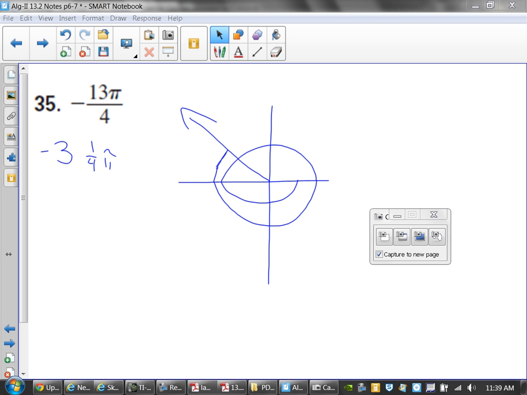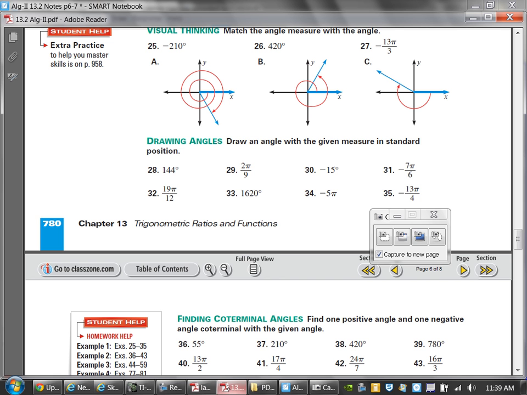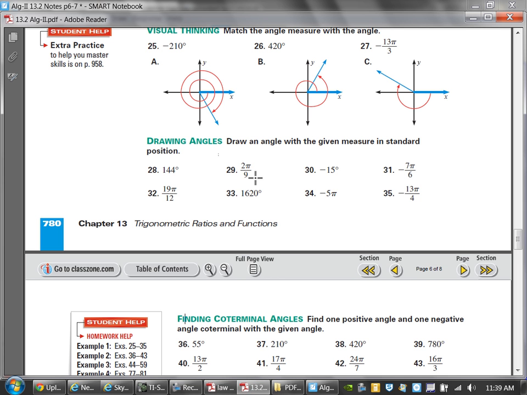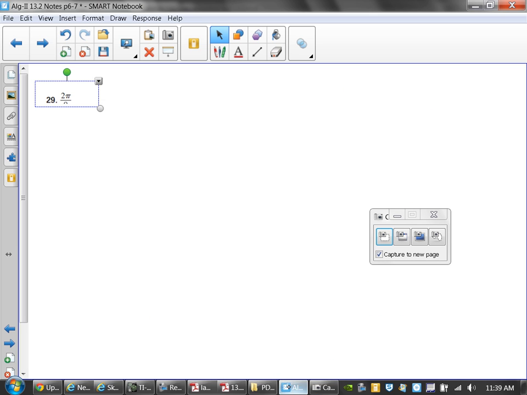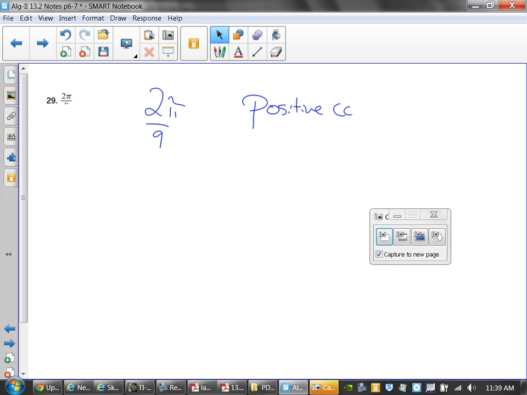Okay, does that make sense how we're doing that? Yeah. All right. Now, let's take this even a step further. Let's say I wanted to go back to 2 pi over 9. And I want to go ahead and not only graph it, I want to talk about 2 pi over 9. I want a positive coterminal and a negative coterminal without changing it to degrees.